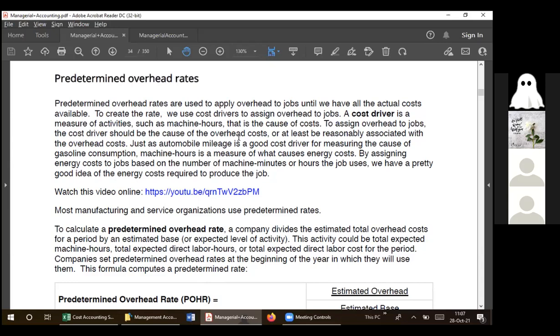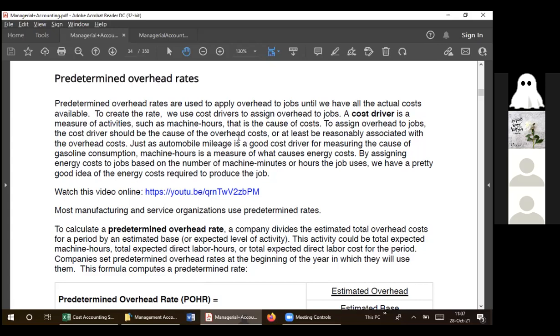So in order to determine the cost beforehand, or in order to predetermine your cost, what they say is we need a cost driver. A cost driver is something that you spend money on during the production process. Something that requires money is a cost driver. And then you can measure the activity of that to determine what the cost would be.